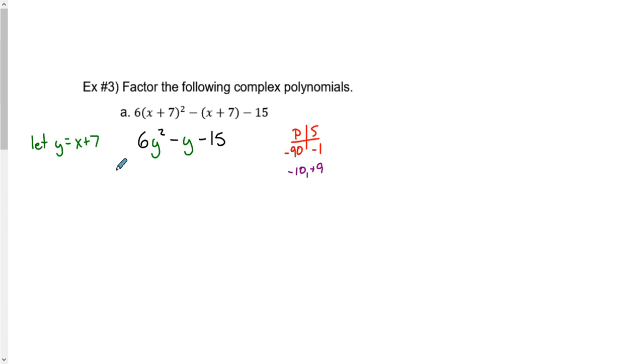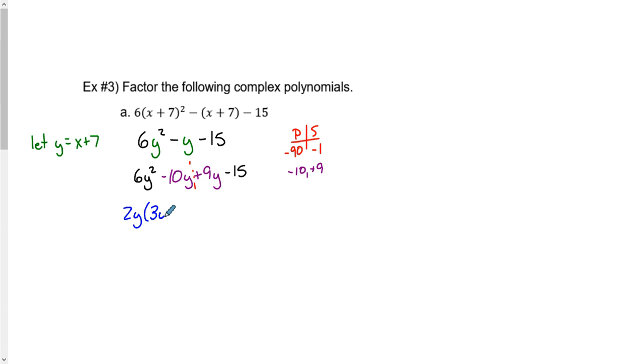Here's our big difference from simple to complex. That middle term gets broken down into these two numbers. So a negative 10y and a positive 9y. Split it down the middle. And let's do some fun factoring. We can factor 2y out.